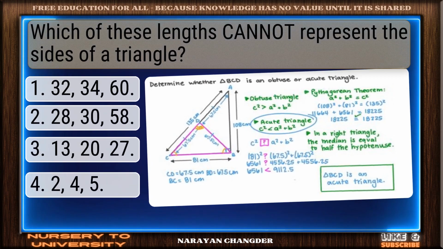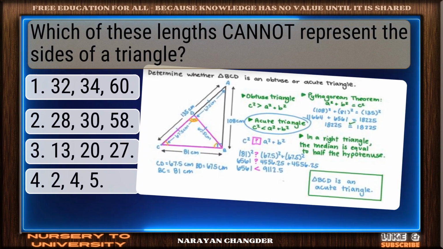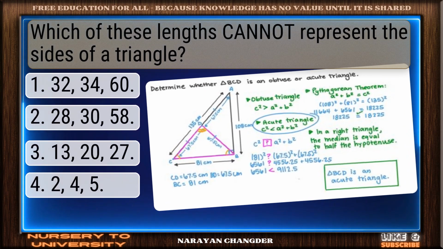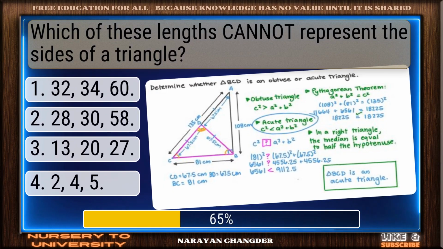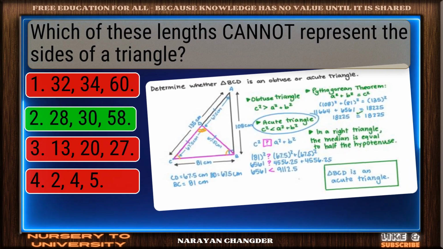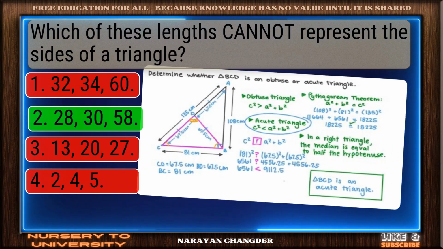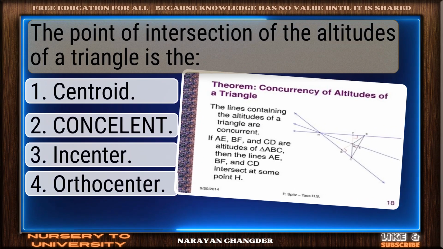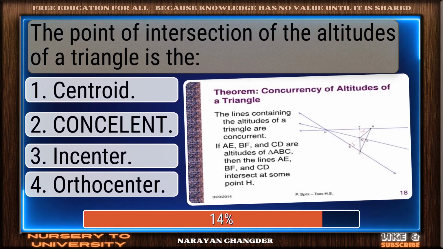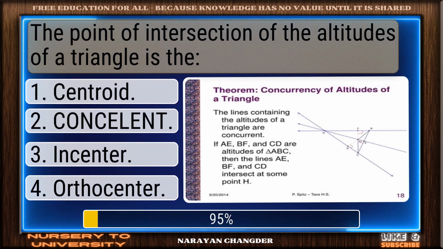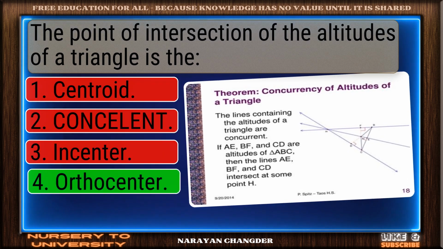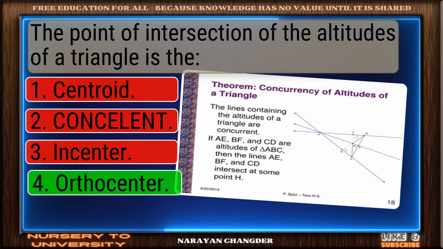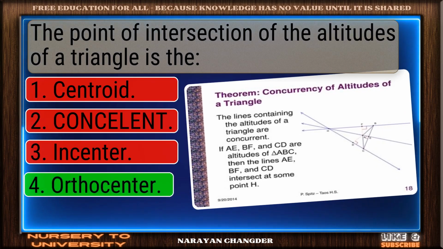Question number 11. Which of these lengths cannot represent the sides of a triangle? Solid response. 20, 30, 50 is a valid choice. Question number 12. The point of intersection of the altitudes of a triangle is the? Clear logic. Your choice, orthocenter, is sound and 100% true.